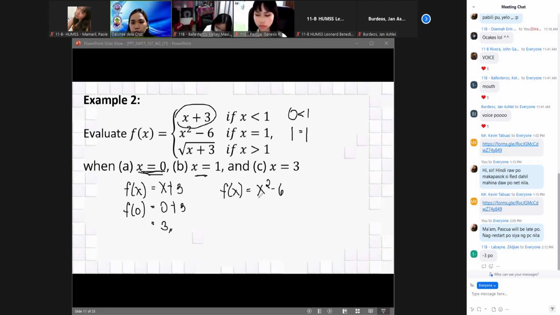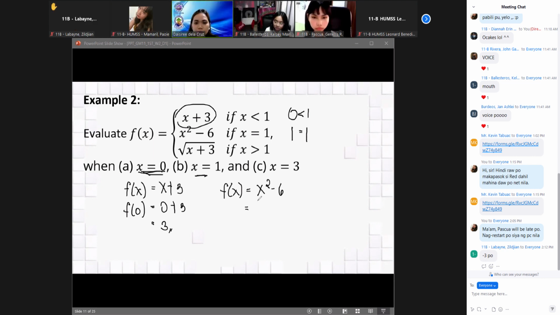So if we substitute yung ating value ng input sa ating function, ano ang ating magiging output? Yun nga po. Anyone from the class? Negative 5 po. Okay, so we have negative 5.